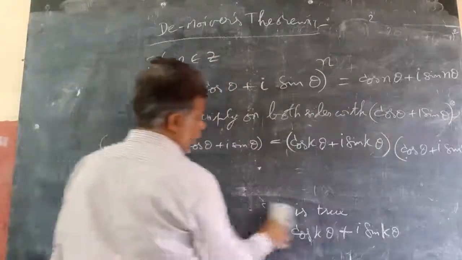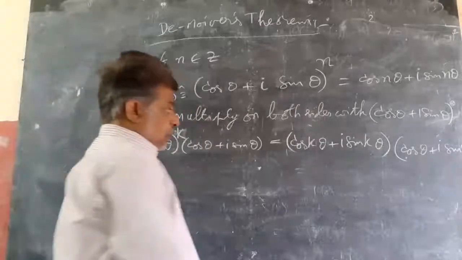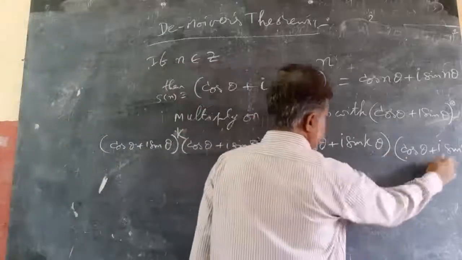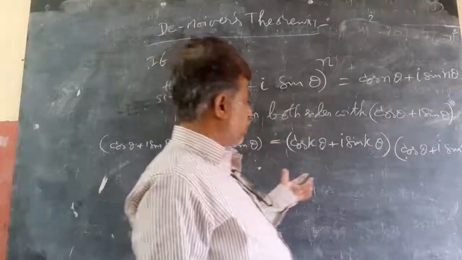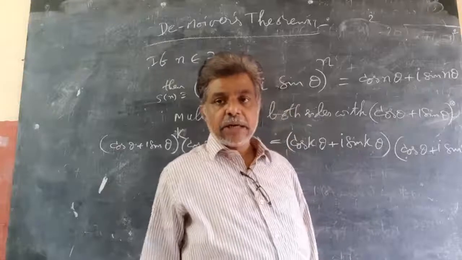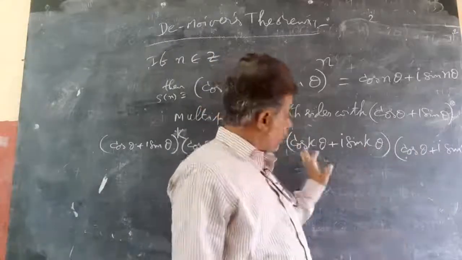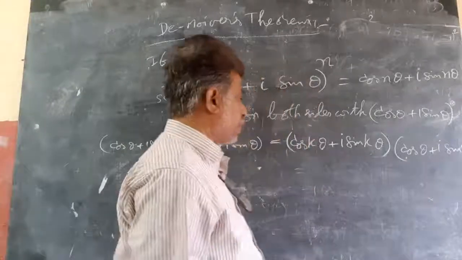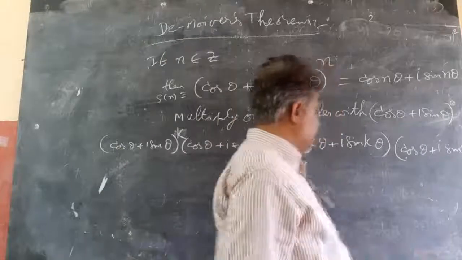Now to multiply on the RHS side, this into this plus this into this. One more method I told: cis alpha into cis beta is cis of alpha plus beta. If you want, you can directly write down the formula. Otherwise, first multiply, then write. No problem. So I will go for the distributive property of multiplication. Cos k theta into cos theta.